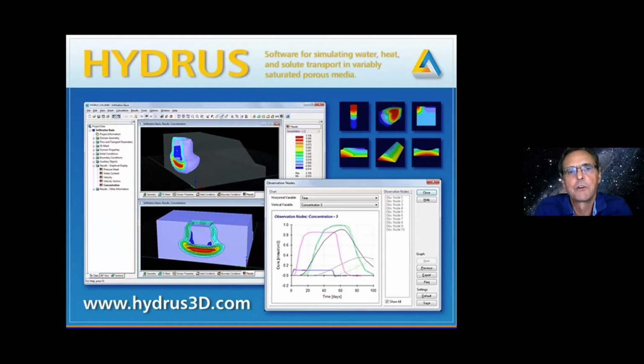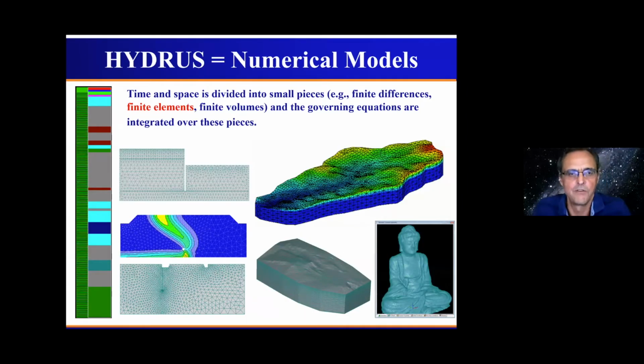And then we have a commercial part, which is called HYDRUS 2D/3D. In this software, we can handle pretty much any types of geometry. So we can handle flow in completely general two-dimensional and three-dimensional geometries. Both models are numerical models. What that means is that we divide the space and time into small pieces in so-called finite elements or finite differences. And then we integrate the governing equations over these smaller pieces to get the overall picture of the flow process. And here you see some examples of 1D, 2D, and 3D domains.